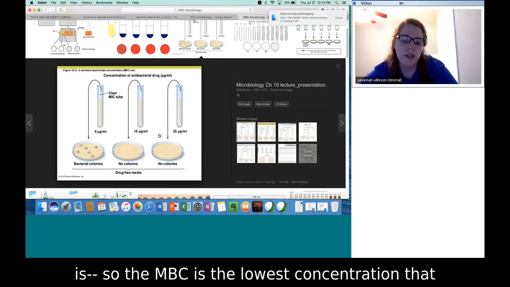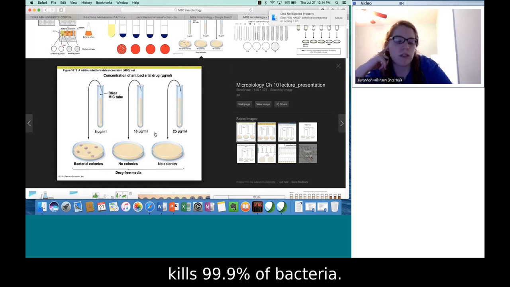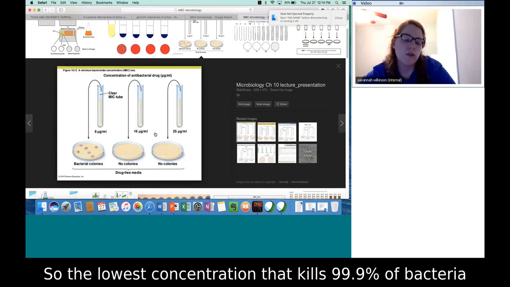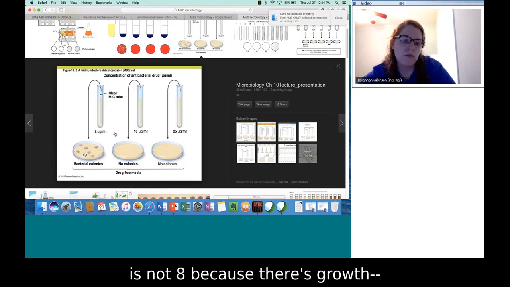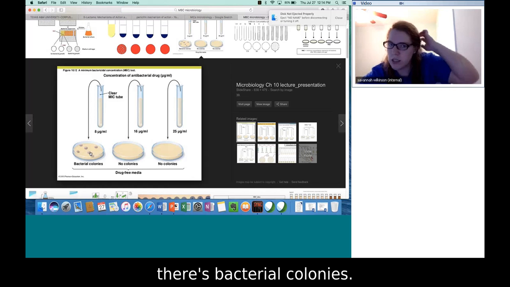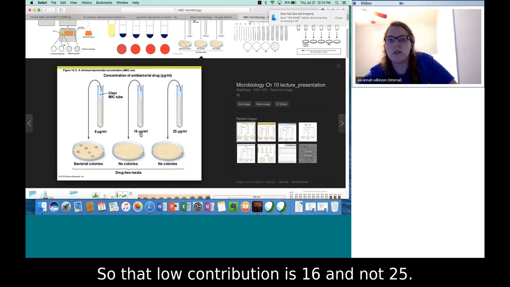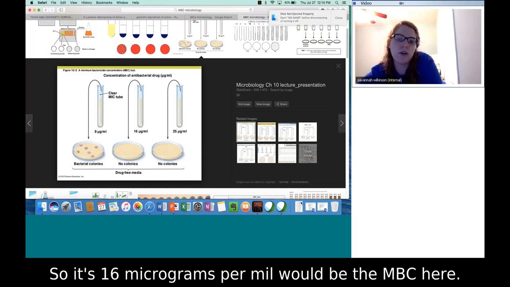Because MBC is the lowest concentration that kills 99.9% of bacteria. So the lowest concentration that kills 99.9% of bacteria is not 8 because there's growth, there are bacterial colonies. So that lowest concentration is 16. So 16 micrograms per mil would be the MBC here.